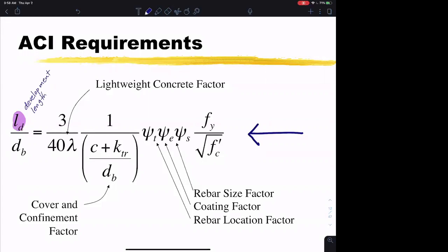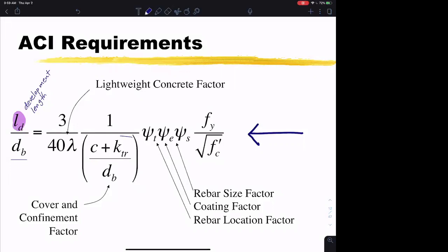And this equation happens to be in terms of the diameter of the bar. So do not forget, after you calculate this, to get the real development length, you have to multiply by the diameter of your bar. So this number on the right-hand side has no units. Think of it as how many bar diameters do I have to embed the bar? So if the number comes out 30, then 30 bar diameters is how much you have to embed the bar.